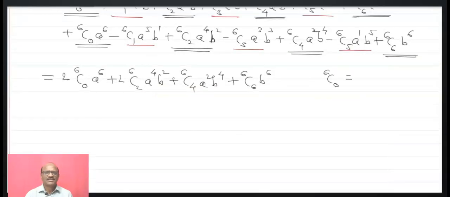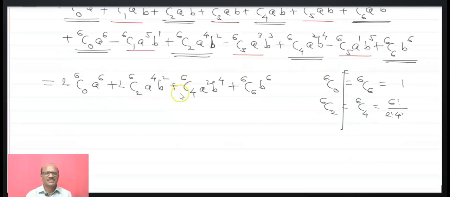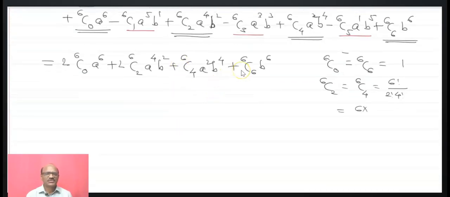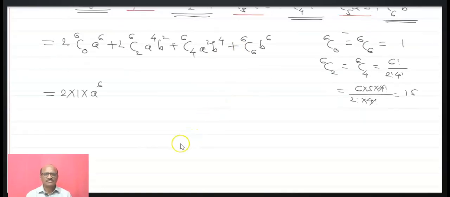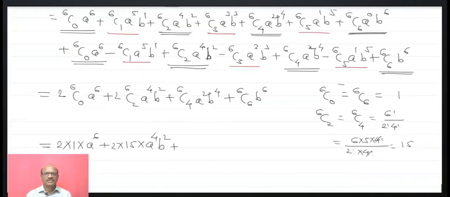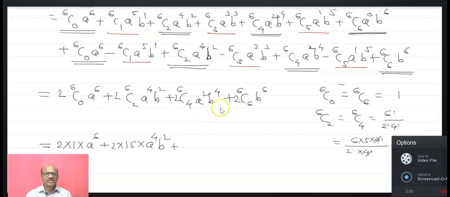I will write here. Now their values, I will write here. The 2 times must be there. Here is a 2 and here is also 2. Plus 2 times. We will substitute the values. Now let's change there. That is a 2 times 6c4 and 2 times 6c6. Their values, 6c0, 6c6 is 1, 6c2 is equals to 6c4, and values that we have calculated.